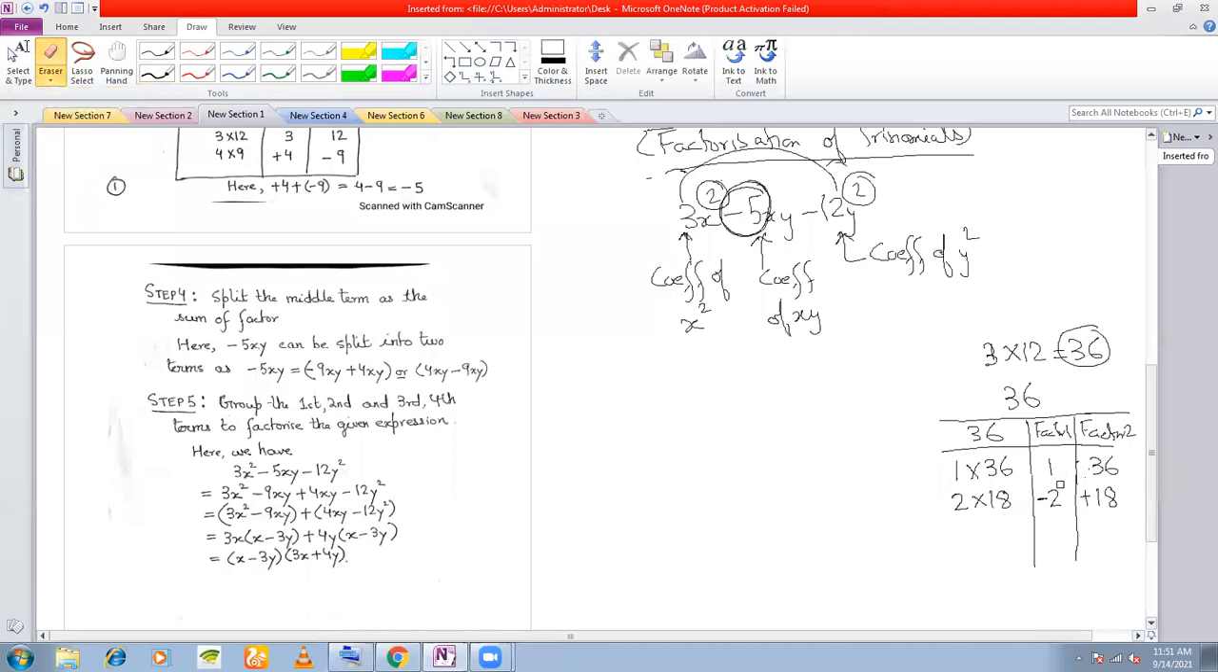And if I make both negative, even then I'm not going to get minus 5. Minus 2 and minus 18. Even if I add them, I'm not going to get minus 5, right? So even this factor will not work. So that means we have to find some other factor. What is the other factor?